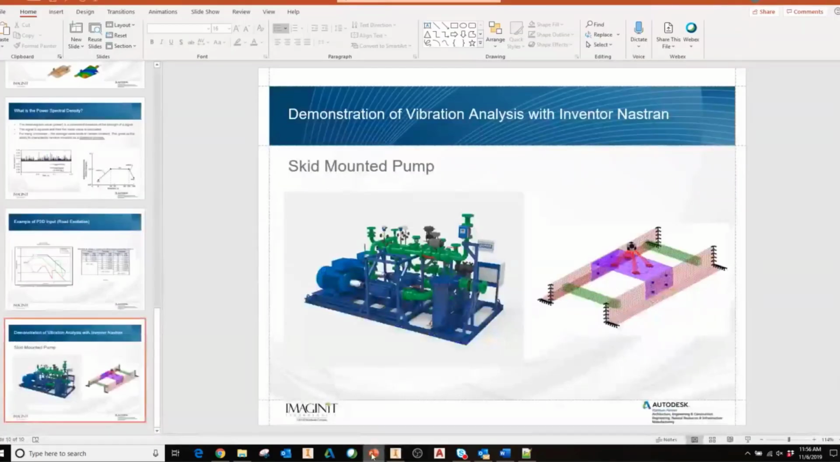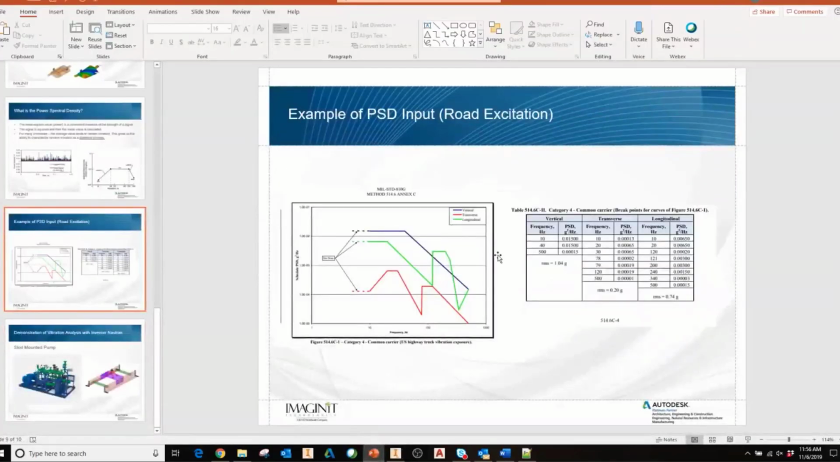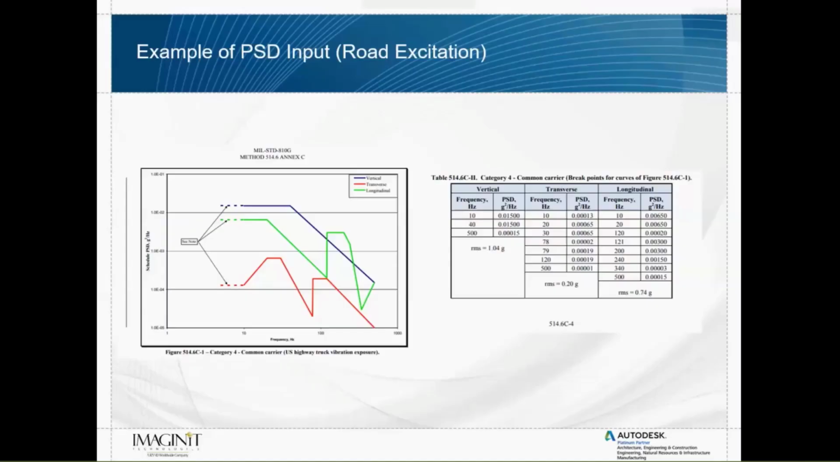And again, I could use data from a mil spec like this, or you can get some accelerometer data and create your own PSD curve, but it'll probably look something like this. So what I'm going to do is take this PSD data. We've got 10 to 500 hertz, and we have our PSD values here.